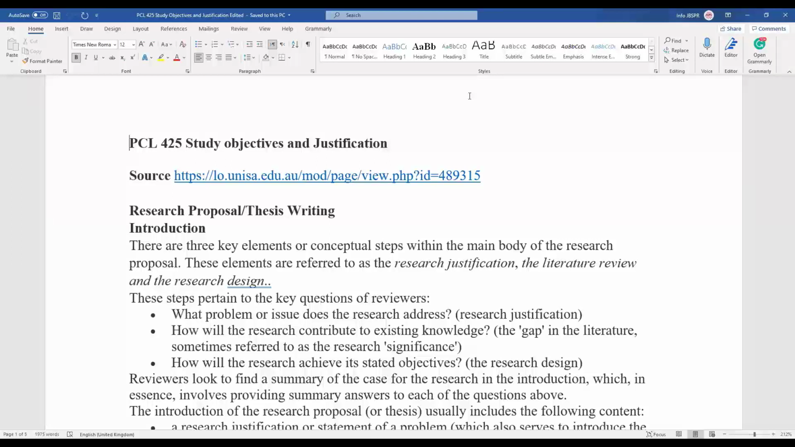For us in clinical pharmacy, most times we have methodology because we're not doing lab work. But if it's going to involve lab work, you have materials and methods. Then chapter 4 is results, chapter 5 discussion, chapter 6 usually conclusion, and maybe recommendation. Then of course you have your references and, at times, if possible, appendices. But I'm supposed to teach you study objectives and justification.